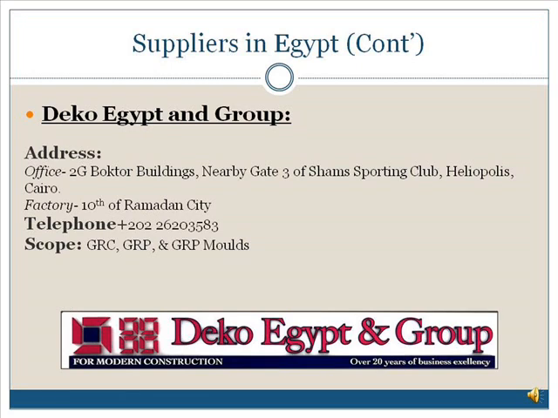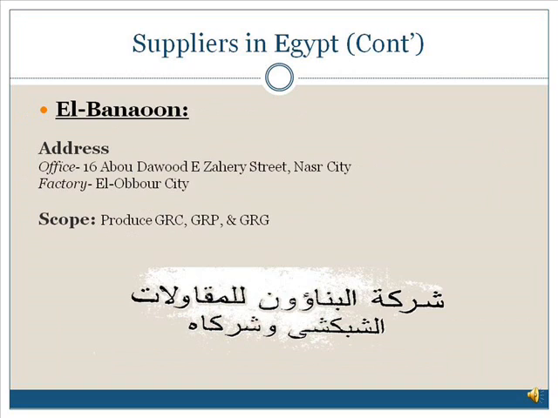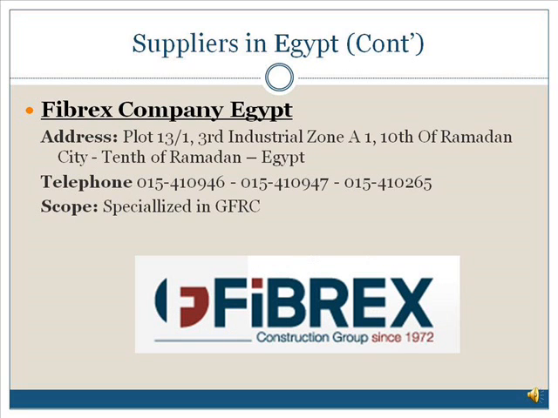The different suppliers in Egypt are Deco, Egypt and Group, with the following contact information. El Bannaoun also has the contact information. Fibrix Company, and this is one of the biggest companies that manufacture GRC, and these are located in 10th of Ramadan.